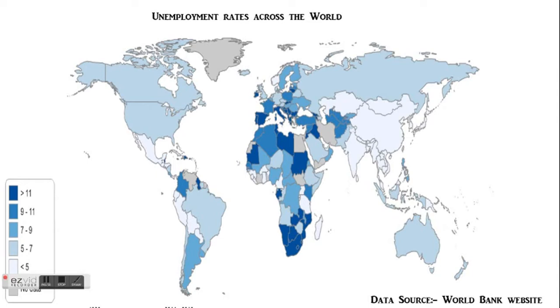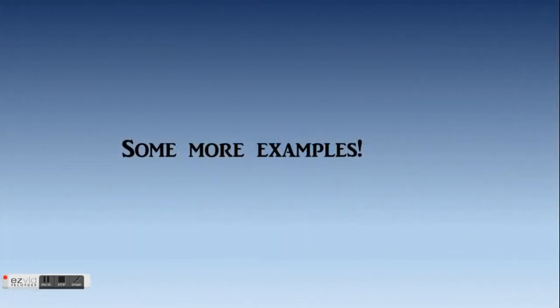You can see the countries which are shaded in this dark blue color have an unemployment rate of greater than 11% of the total population. So you can see that half of Africa, the Middle East, and most of Europe. I was shocked to see these figures. But you are saying it right, even Europe has a lot of unemployment.